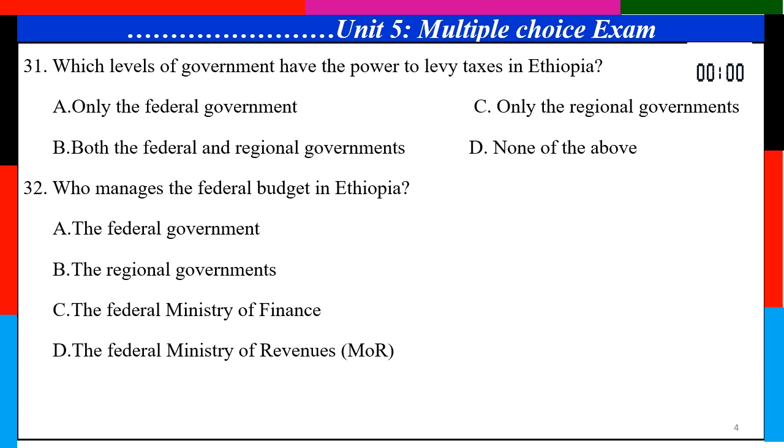I think this is the easiest question. So choice B is the right answer. Both the federal and the regional governments have the power to levy tax with respect to their powers.